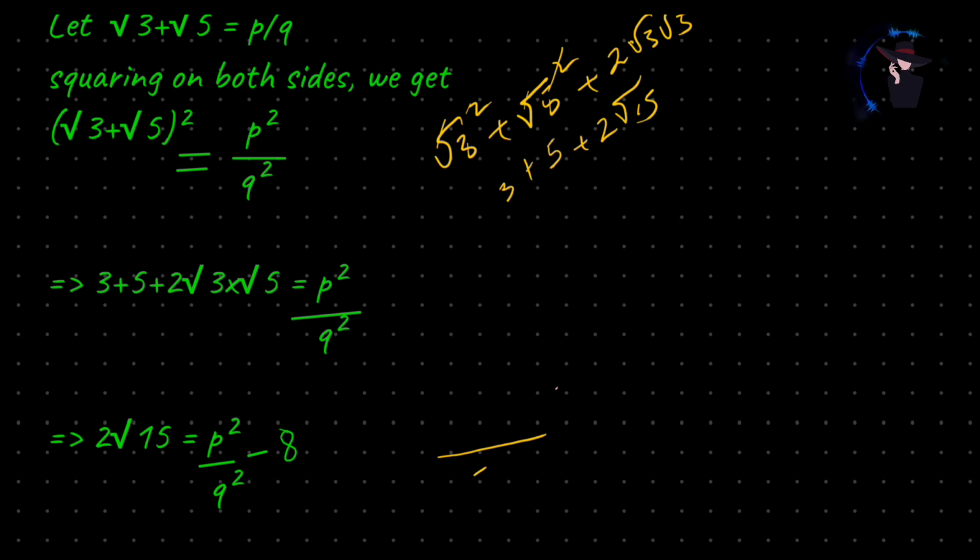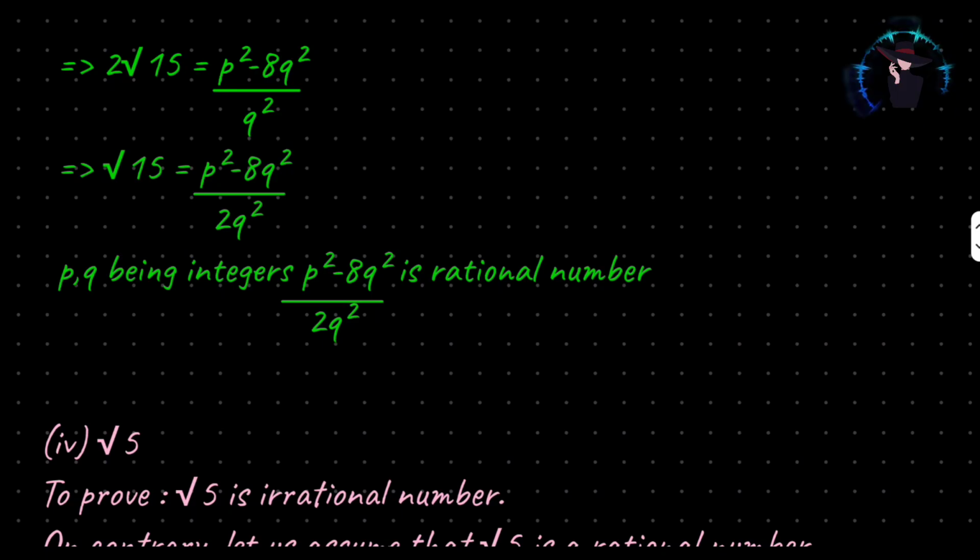Let's take whole by q square. Now we'll do cross multiply. P square into 1 is p square. 8 into q square, minus 8q square. So that is what we got here. 2 root 15 is equals to p square minus 8q square by q square.